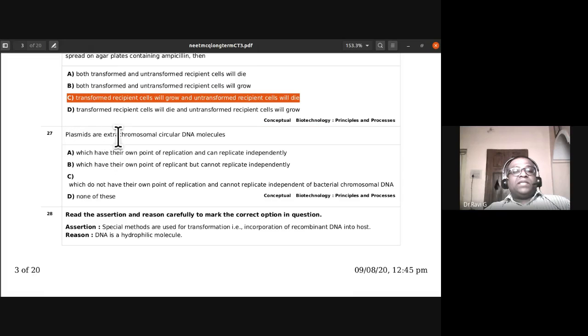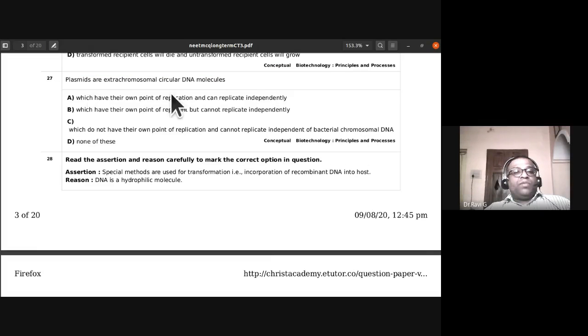So plasmids are extrachromosomal circular DNA molecules which have their own point of replication and can replicate independently; which have their own point of replication but cannot replicate independently; which do not have their own point of replication and cannot replicate independent of bacterial chromosomal DNA; none of these. What is the answer?